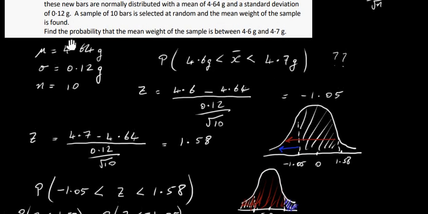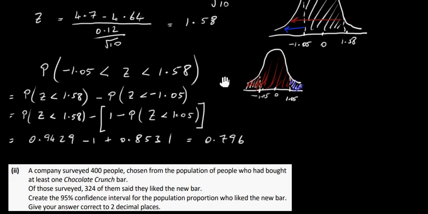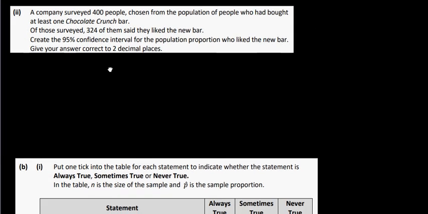So the question was, find the probability that the mean weight of the sample is between 4.6 and 4.7. Well, this is our answer here. Okay, so that's it really for part 1 of A. So let's have a look at part 2.